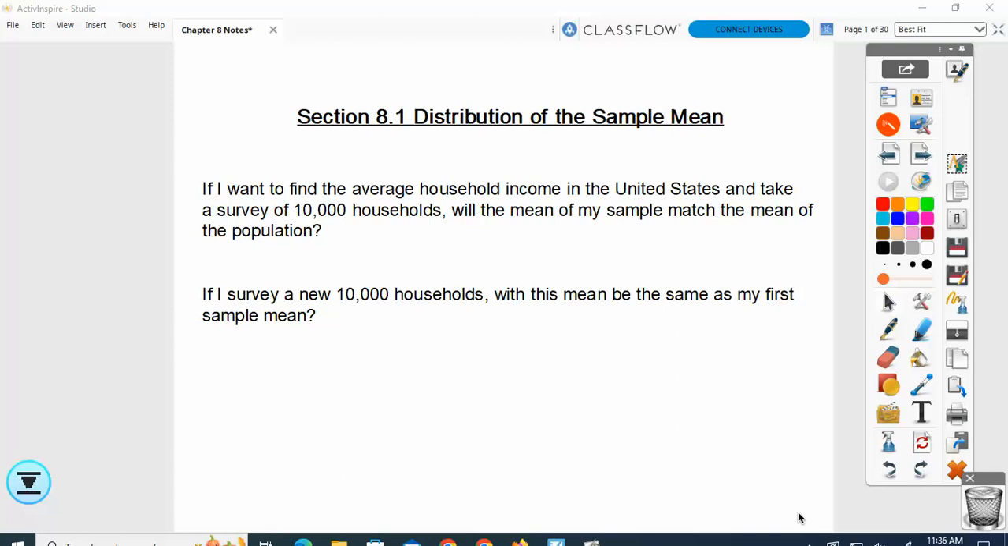So we will do a little review. Yesterday we reviewed chapter 7, so the normal stuff, and that's going okay, I think. It seemed like we were doing pretty well with it yesterday.